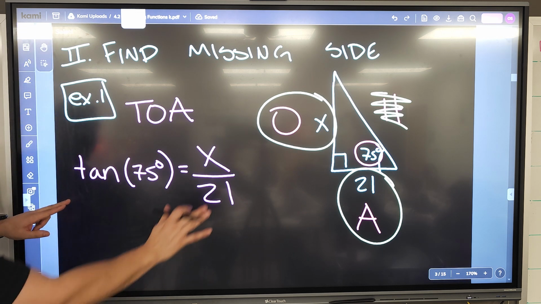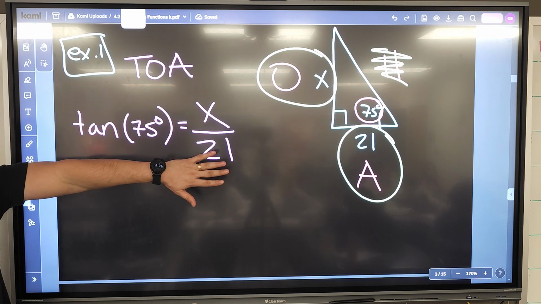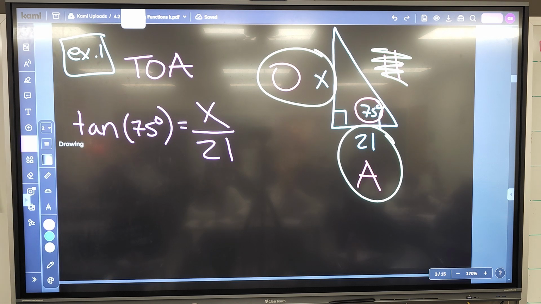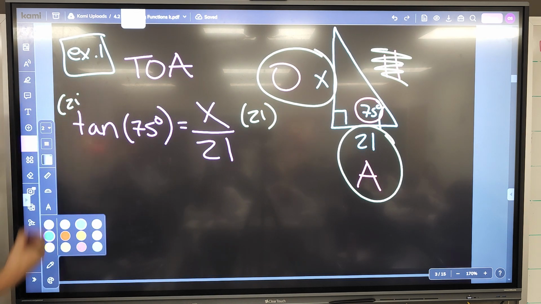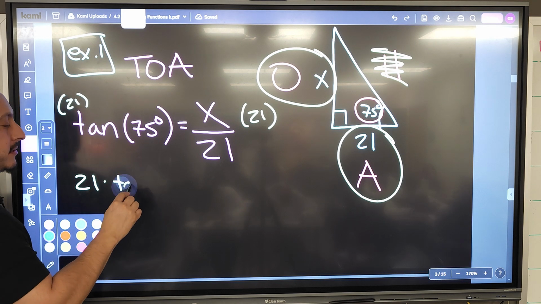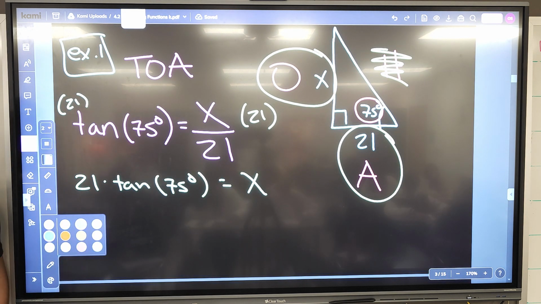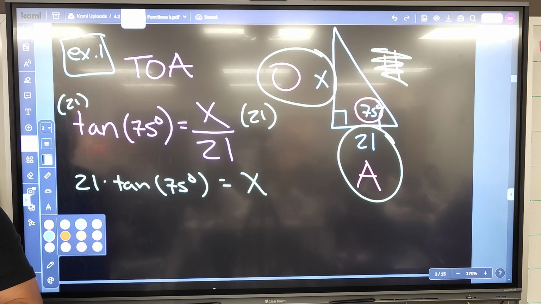Excellent. So now this is just a simple algebraic equation. This is just a number equals x over a number. We need x by itself. So how do we get rid of 21? Multiply, right? Because we're dividing by 21. So multiply times 21. What we do to one side, we always do to the other side. So 21 times tangent 75 equals x. X is by itself. There's our answer. I need you to do this on the calculator.